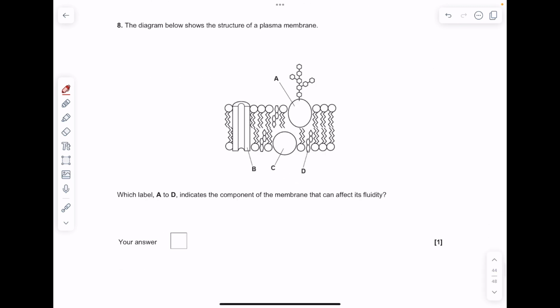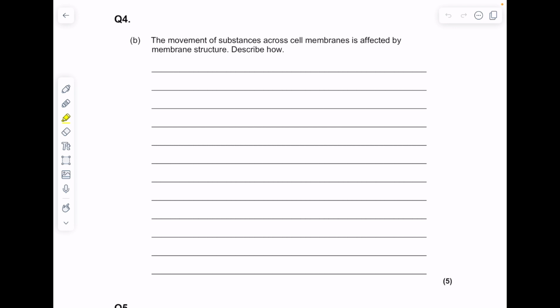The diagram below shows the structure of a plasma membrane. Which label, A to D, indicates the component of the membrane that can affect its fluidity? Remember, that's cholesterol. So that's D.